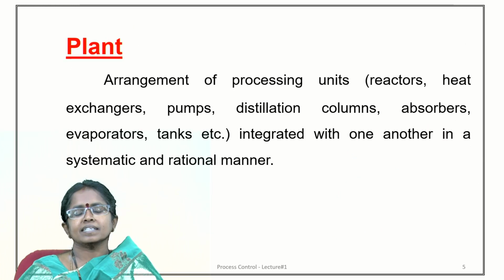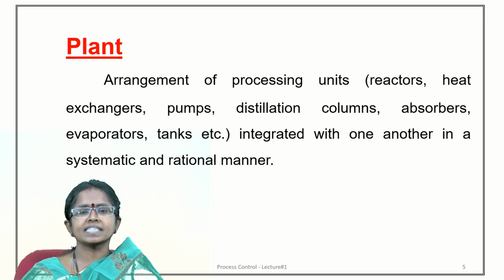Coming to process control, we are not going to call it a system. Instead of system, we are going to call it a plant or process, right. So, first we must know what is meant by a plant. Plant is nothing but the arrangement of processing units. If you take any chemical plant, a number of components are involved. For example, there may be a distillation column, a reactor, pumps, valves, pipelines, etc.